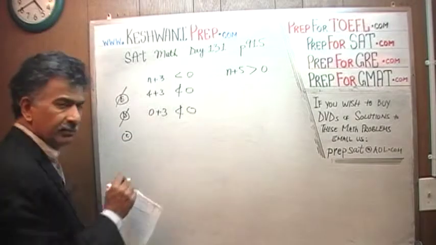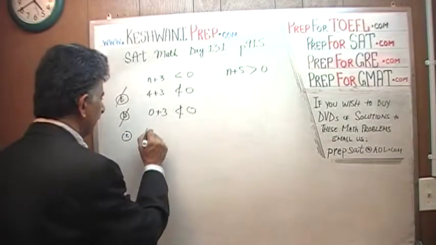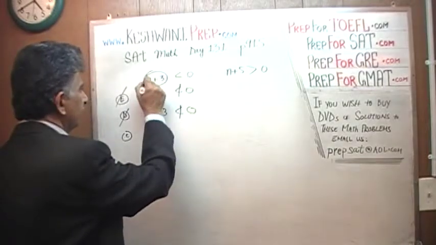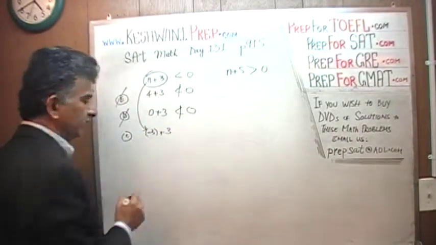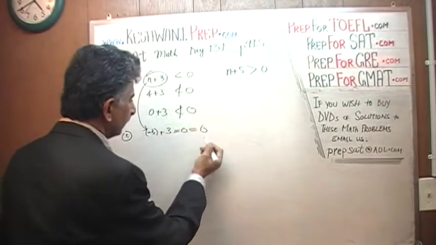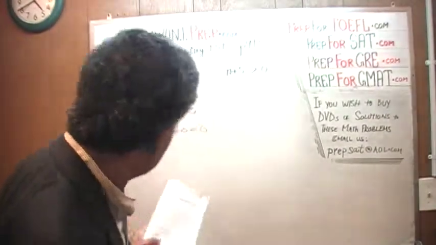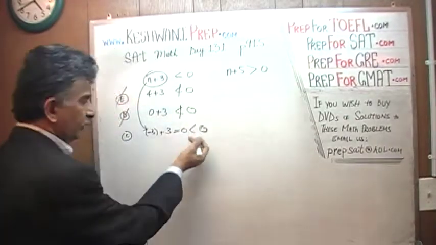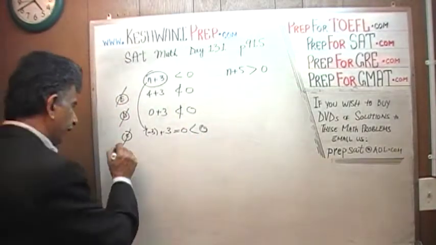Now C is a tricky one. You have to pay attention here. In C we have negative 3. Now negative 3 plus 3, you see, n plus 3, is going to give us 0. We are told that this quantity, whatever it is, has to be less than 0. Well, 0 is not less than 0, obviously. That's why C is not right.